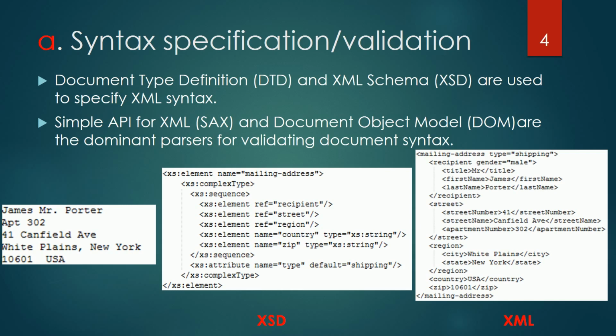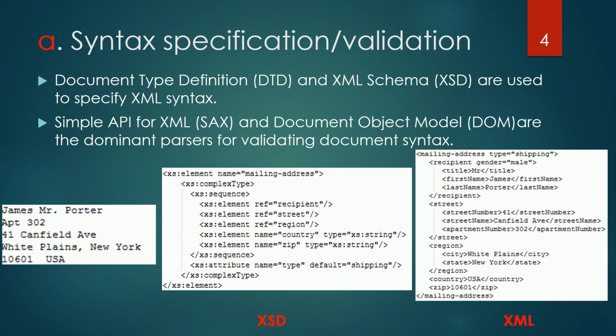Let's see an example. The mailing address is one important piece of business data for product shipments between business and customers. A typical mailing address is like the one on the left. The main components include recipient name, optional recipient title, optional apartment number, street number, street name, city name, state name, zip code, and optional country name.